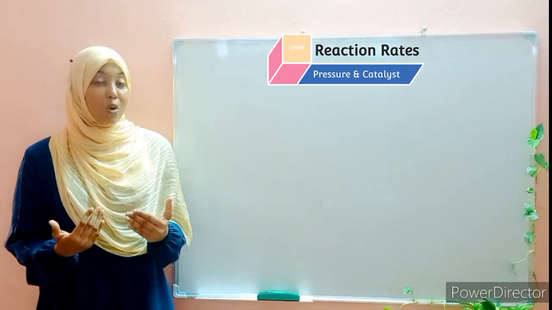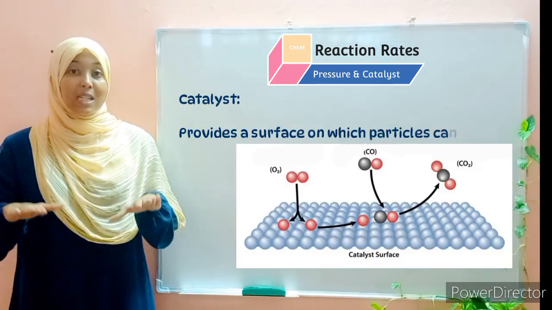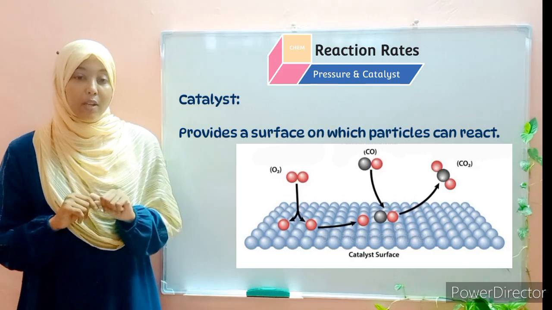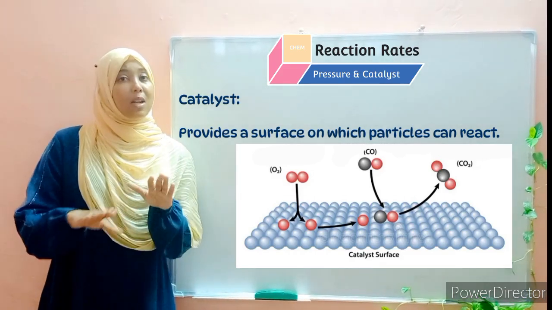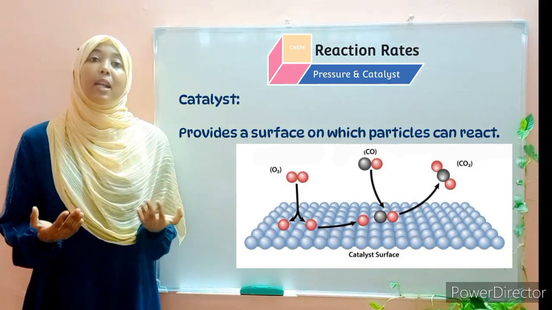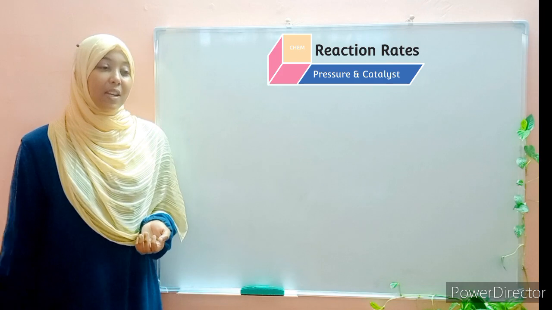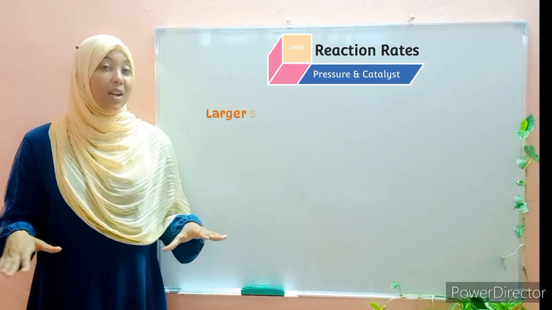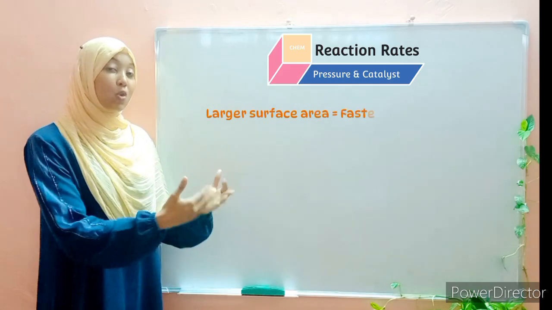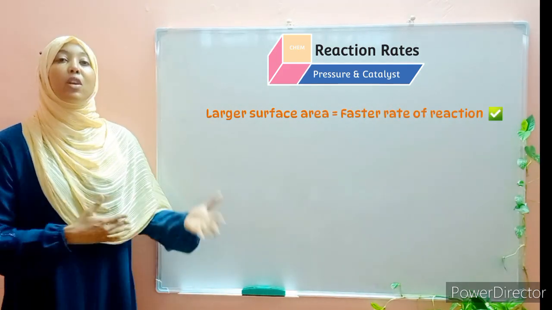A catalyst also provides a surface of... Now, taking you back to our previous lesson on surface area, we said that if you were to have a larger surface area, the rate of that reaction is also going to be fast. A lower surface area slows down the reaction.